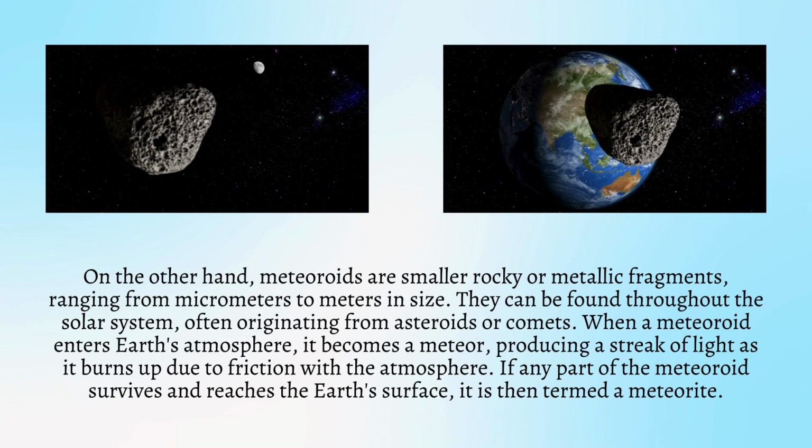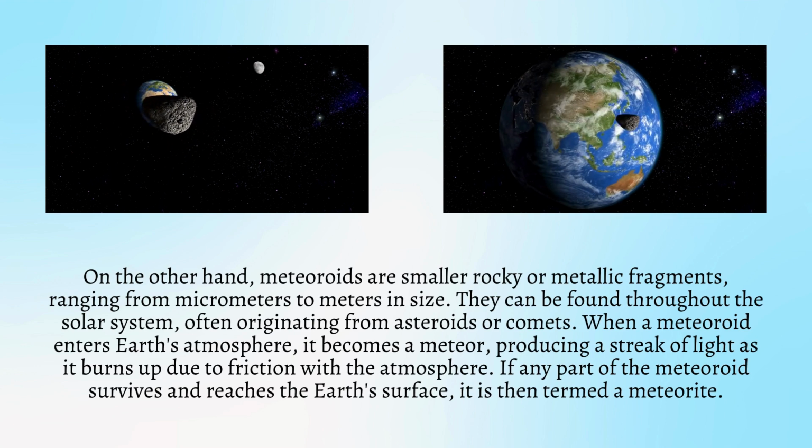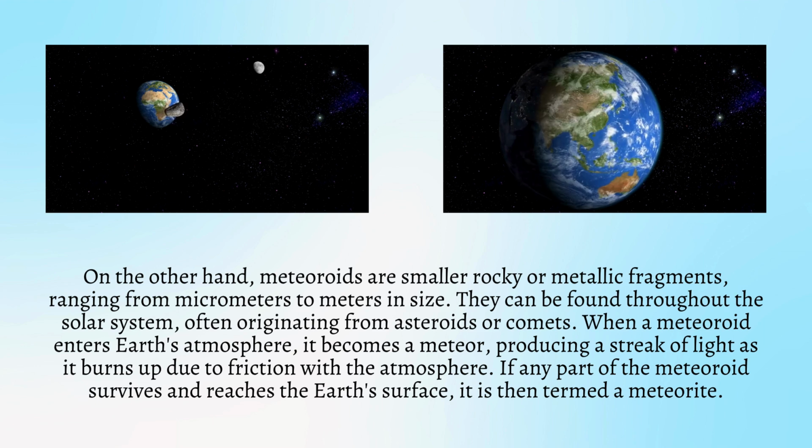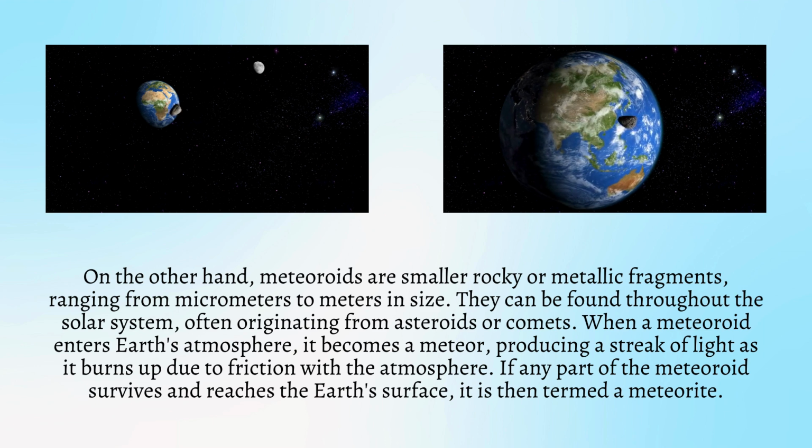On the other hand, meteoroids are smaller rocky or metallic fragments, ranging from micrometers to meters in size. They can be found throughout the solar system, often originating from asteroids or comets.